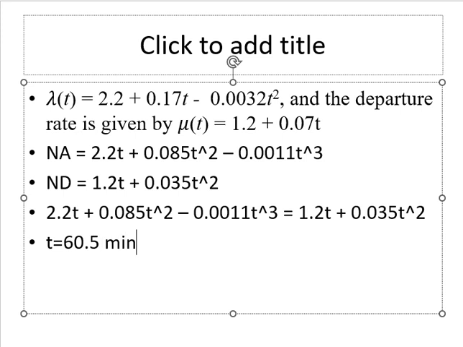Next step, so we found the queue will clear at 60.5 minutes. Now we want the total delay. Why were we putting the time in the equation earlier? To calculate the number of vehicles, and with the number of vehicles we found the average. They are not asking for average, so let us move forward.